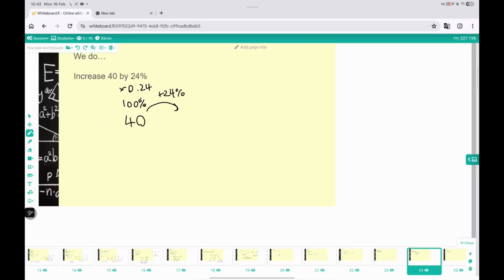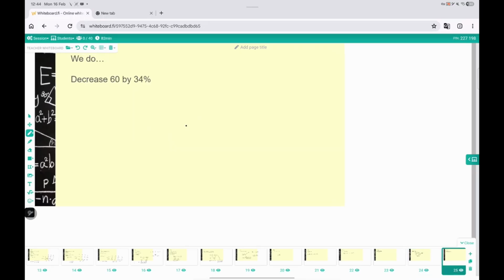Okay, so if we've increased 40 by 24%, that means we've started with 100% and we've now got 124%. So we need to times by 1.24 to get our answer. Okay, and you will know when you've probably done it right because you'll get a number that's bigger than what you started with. There we go. So 100% of the number is 40, 124% of the number is 49.6.